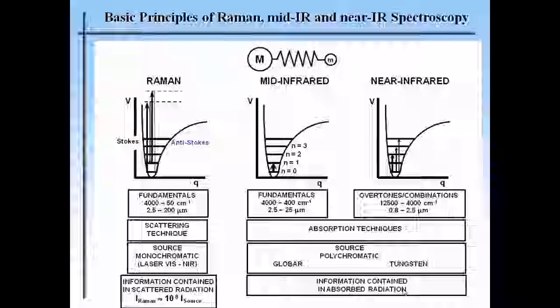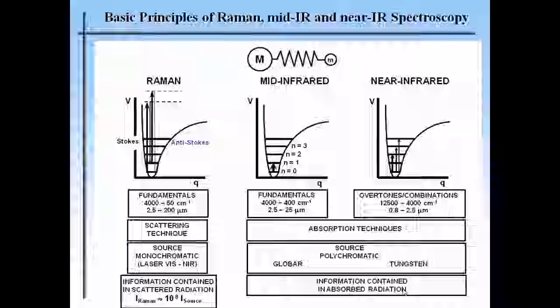It is a so-called Stokes line. If you start at the first excited level and go back to the ground state, the same energy difference, it's an anti-Stokes, but the probability to start at the first level is lower, so the intensity of anti-Stokes is lower than Stokes. So conventional Raman spectroscopy focuses on the Stokes lines.